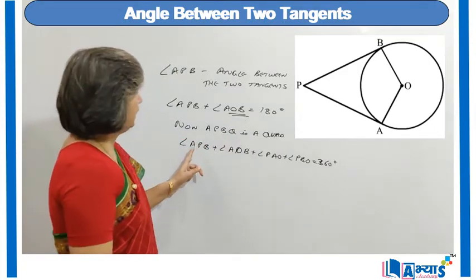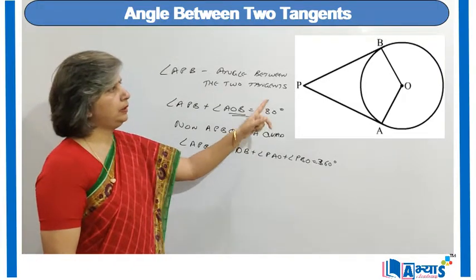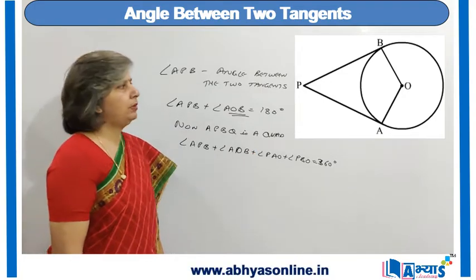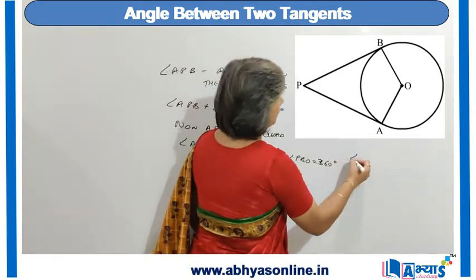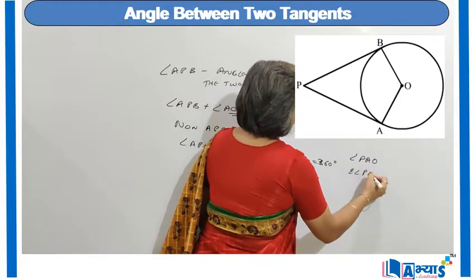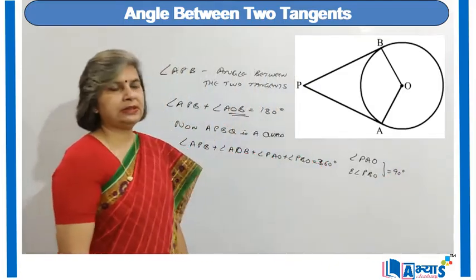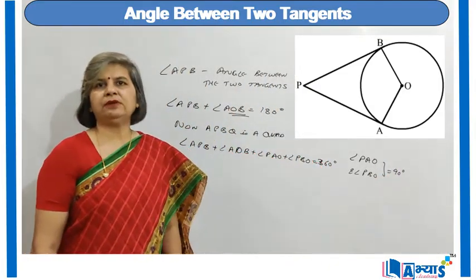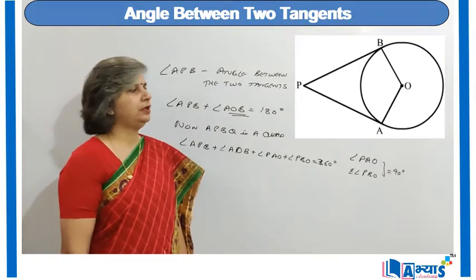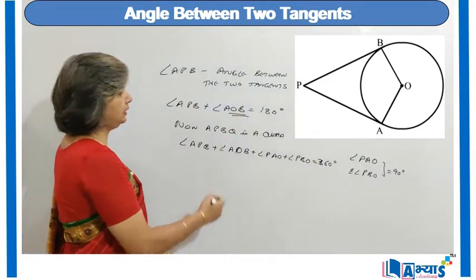So angle APB plus AOB plus PAO and PBO is equal to 360 degrees. But we know that angle PAO and angle PBO both are equal to 90 degrees, because these are the angles which the tangents are making with the radius, and we know that the tangents make an angle of 90 degrees with the radius. So angle PAO and PBO each is 90 degrees.